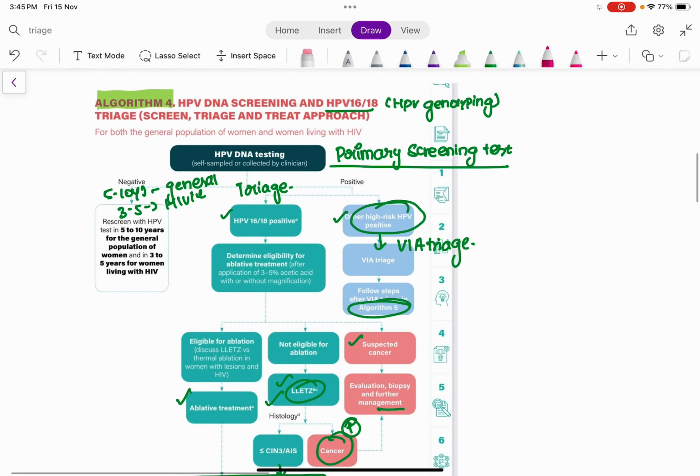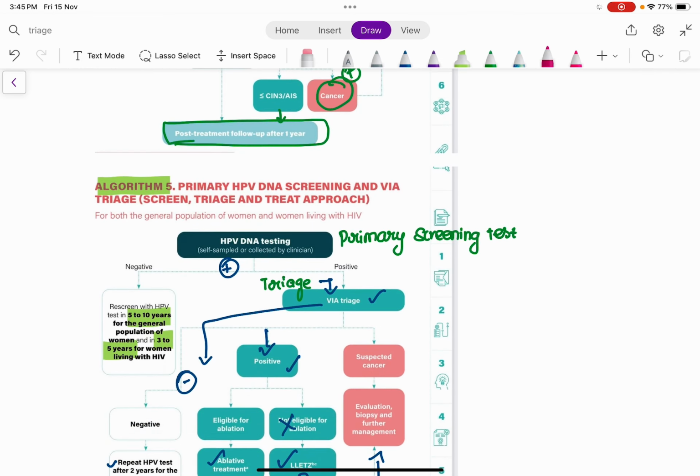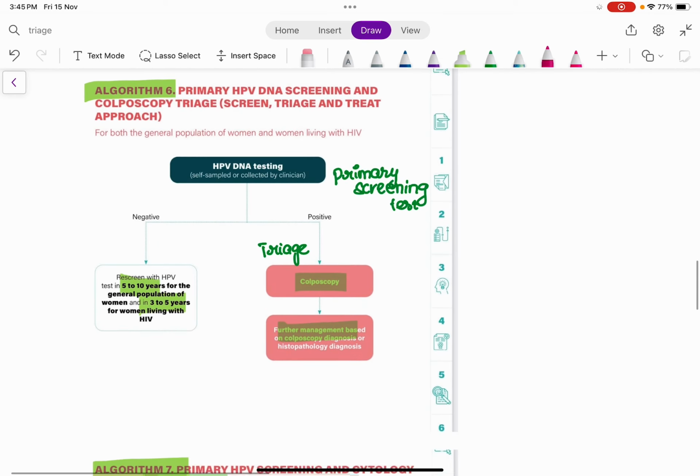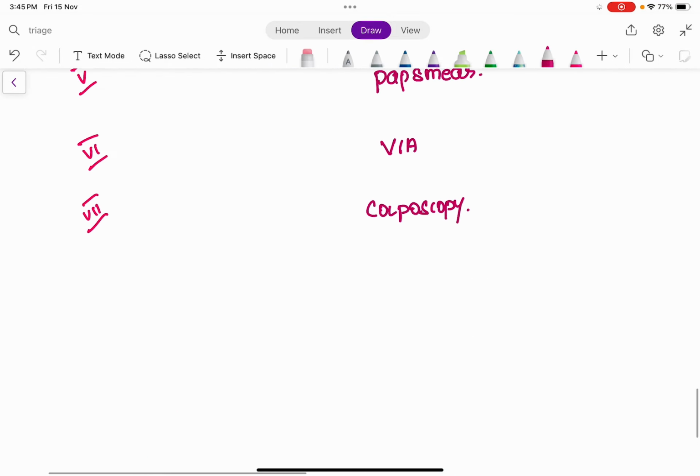Right, so we had algorithms 4, 5, 6 and 7. In 4, the triage test which was taken was HPV genotyping. In 5, the triage test which was taken was visual inspection with acetic acid. In 6, it was colposcopy, and in 7, it was pap smear.